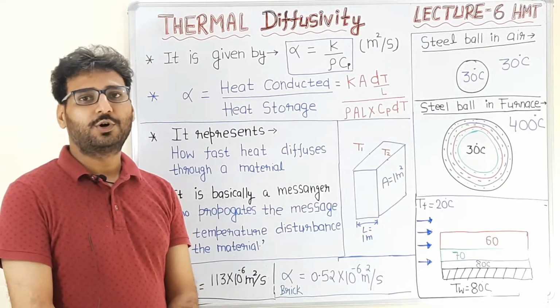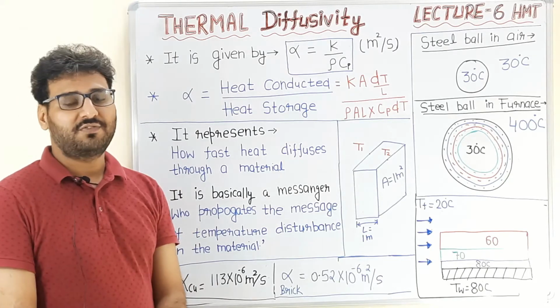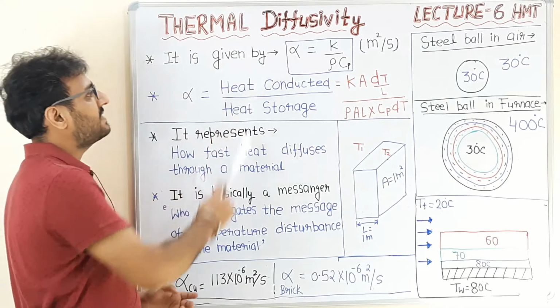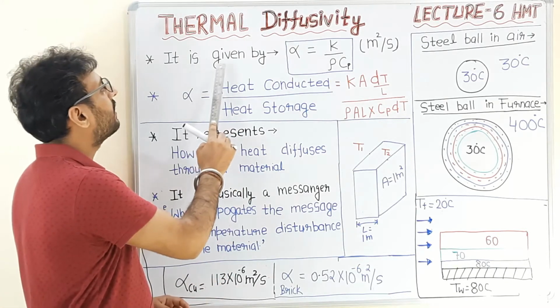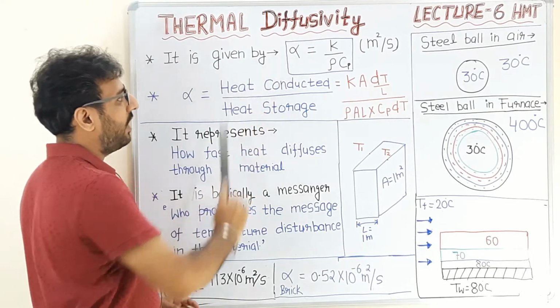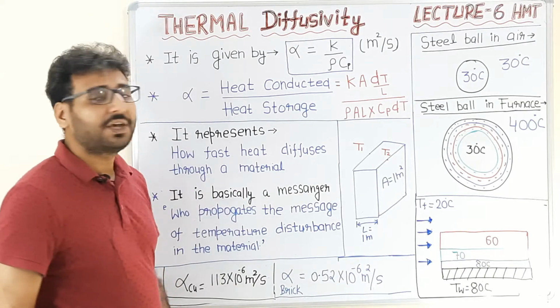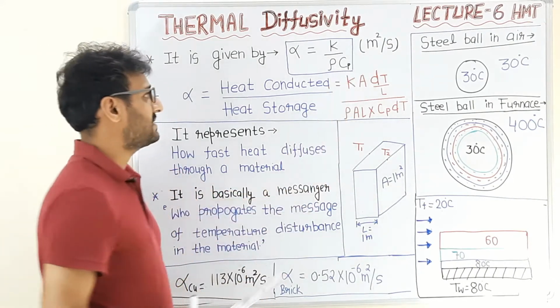Hello everyone. Today we are going to discuss thermal diffusivity of a material. Mathematically, it is given as K by rho C. We denote thermal diffusivity by symbol alpha. Alpha is equal to K by rho Cp. And the unit of thermal diffusivity is basically meter square per second.